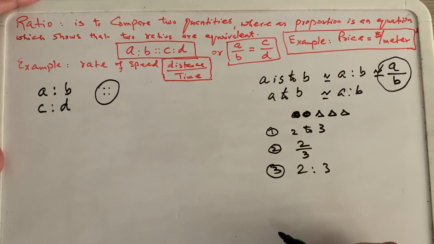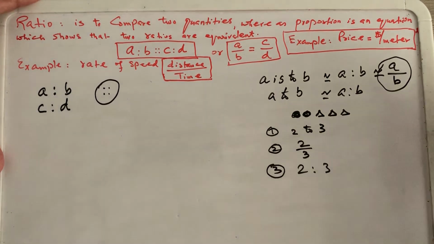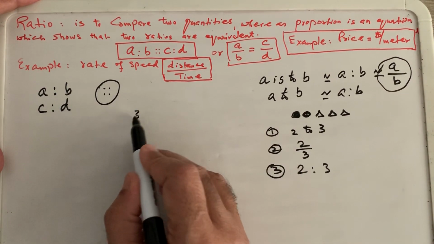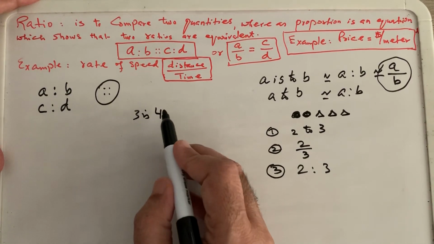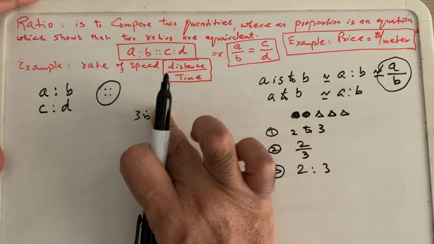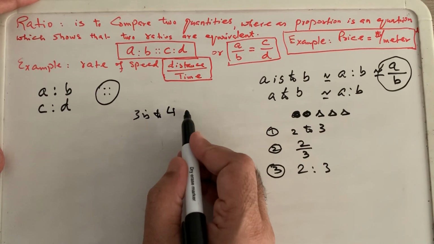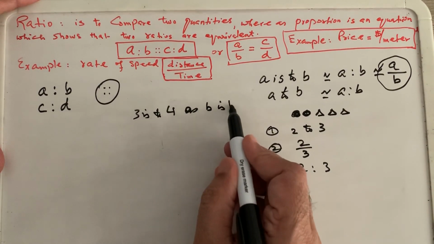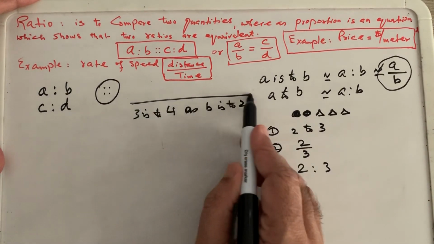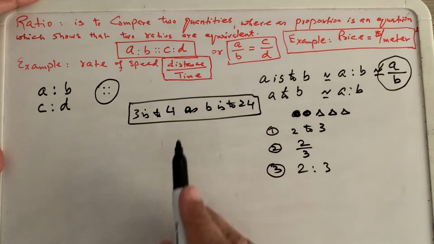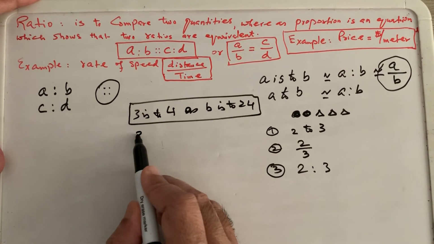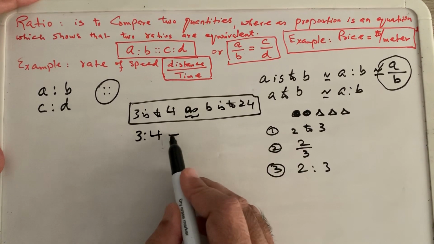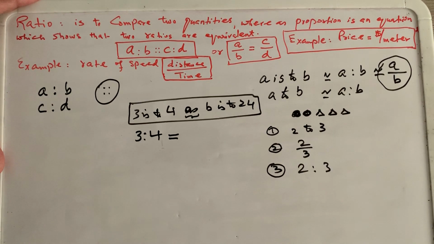Ratio is to compare the two quantities, whereas proportion is an equation. Now let's say we have an example, 3 is to 4 as B is to 24. Here, as means now we are saying something different. It's two ratios. 3 is to 4 is one ratio, and as means that we are trying to equate them. As means proportion. We want to develop an equation.